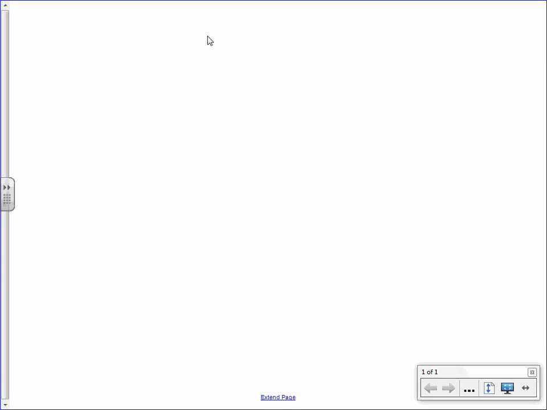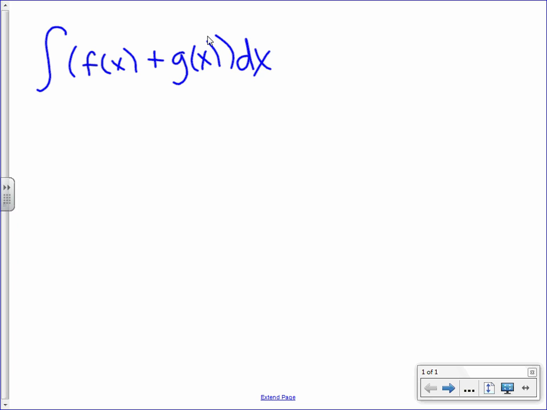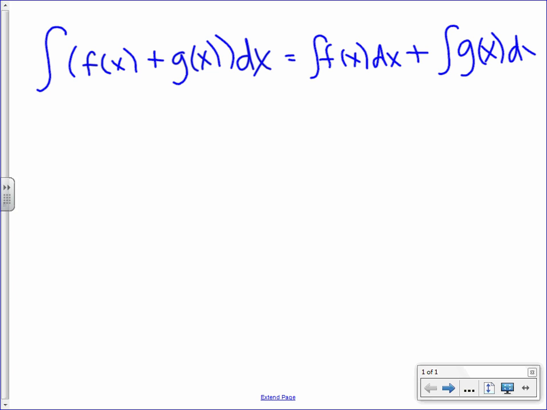Okay, so let's get back to integration. A couple things to note. If we have an integral with a sum in it, then we can take the antiderivative of each separate function and add those together. You assume that that would be true, but now I'm telling you officially.